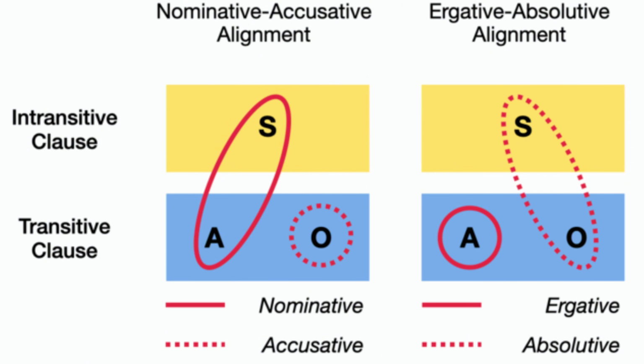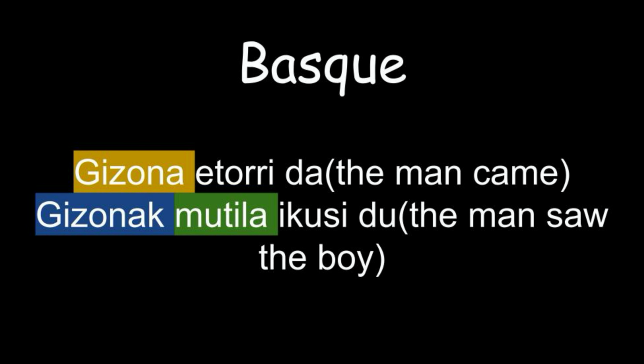The other main morphosyntactic alignment is ergative absolutive. In this alignment, the S and O, or the subject of an intransitive and the object of a transitive, are treated the same, while A, or the subject of a transitive, is treated differently. S and O are called the absolutive case, while A is called the ergative case. For an example of this alignment, I will use Basque. Gizona etorri da. Gizonak mutila ikusi du. In this example, the first sentence means "the man came," and the second sentence means "the man saw the boy."